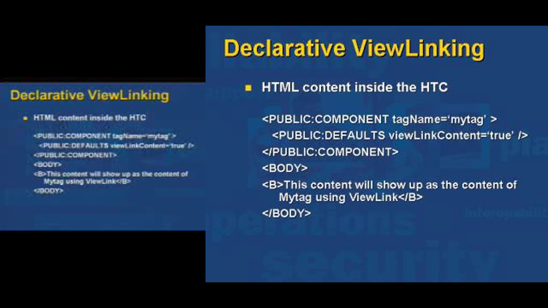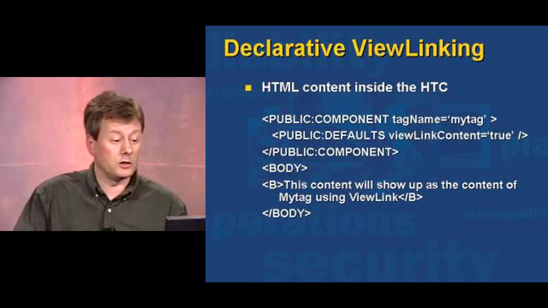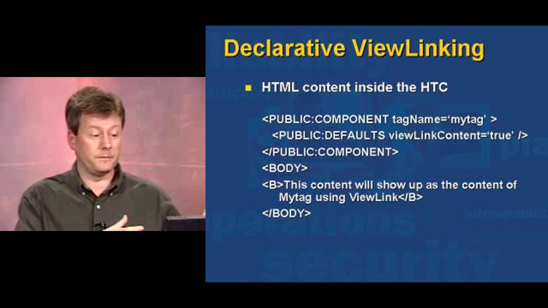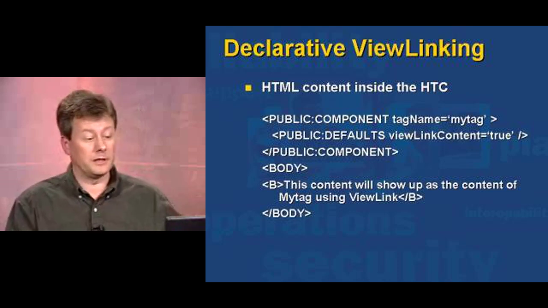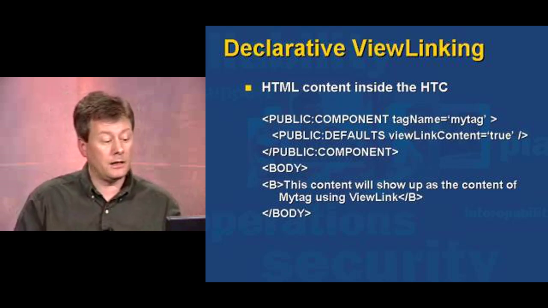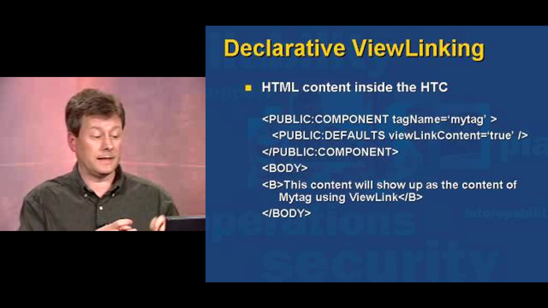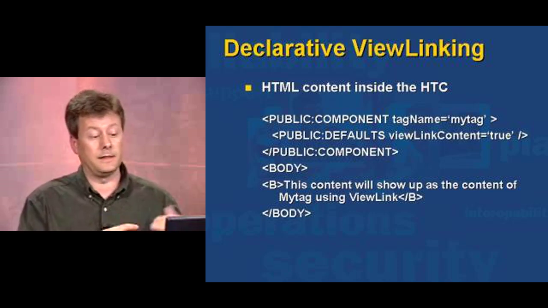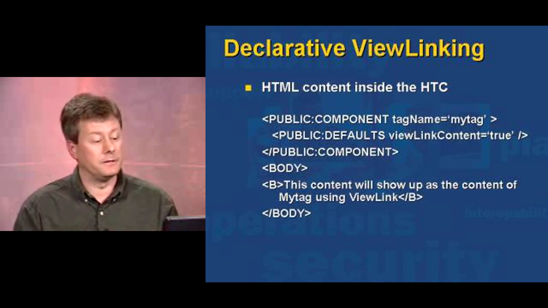There are a couple of ways that you can do view linking. The first that I'll show here is declarative view linking. Here I've got an element behavior being defined in an HTML component, an HTC file. I've got public:component, and the tag name being defined for this tag is my tag. Below that, I've got a body with some text within a bold tag saying the content will show up as the content of my tag using viewlink.